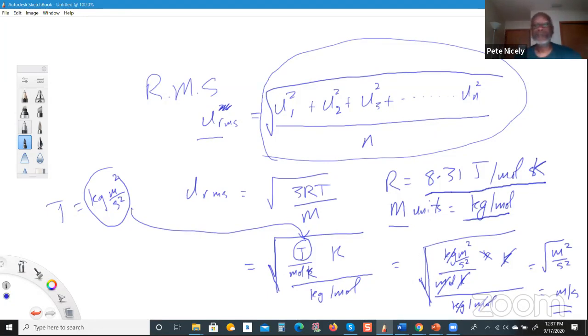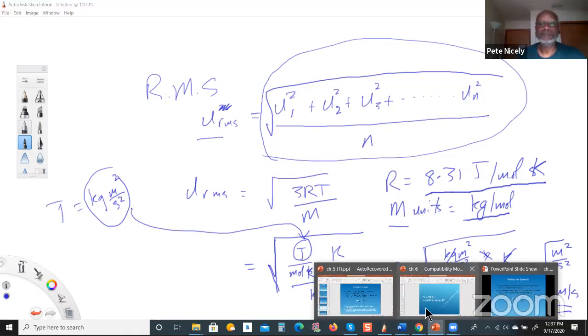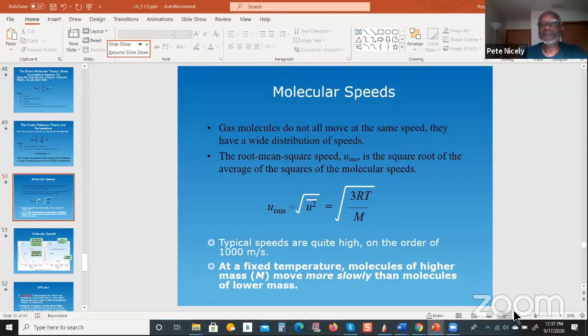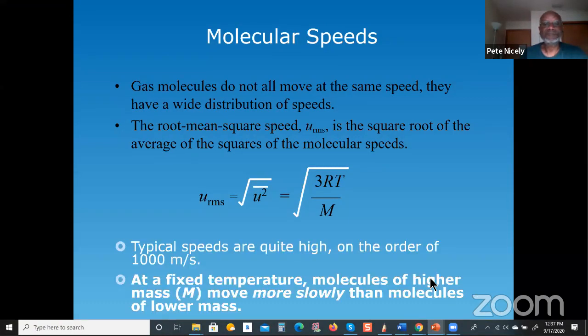Okay, so with that out of the way, as stated here, the speeds are usually quite high, on the order of 1,000 meters per second. One important thing I want to point out about this relationship between the root mean squared speed, the temperature and the molar mass: for one, the higher the temperature, the higher the root mean squared speed, which makes sense. The higher the temperature, the more energy you're imparting to the molecules, and therefore the molecules will be moving faster, all right? So no mystery there.